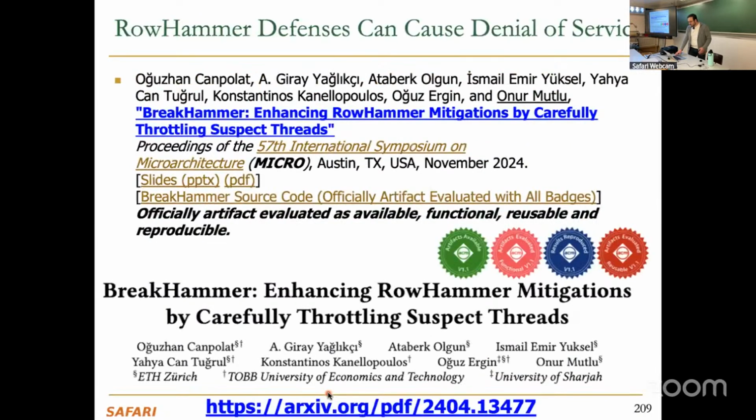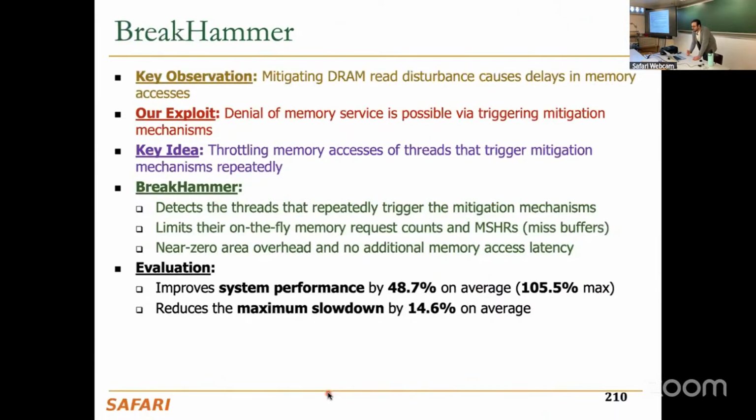So we have some other papers that were recently published. This one identifies that the existing RowHammer mitigation mechanisms can be exploited to mount denial-of-service attacks, and it protects against them by using a throttling mechanism.